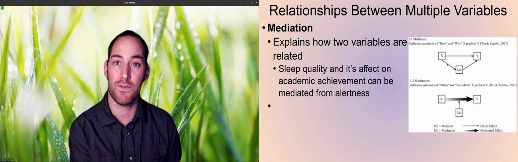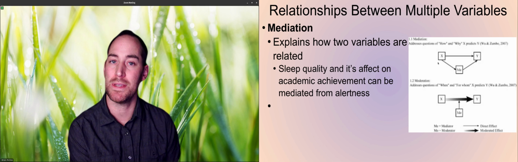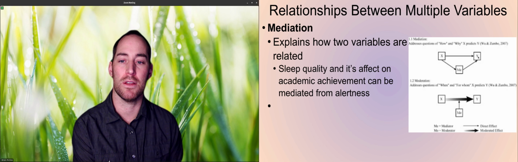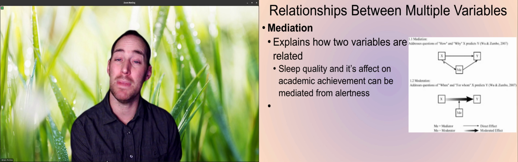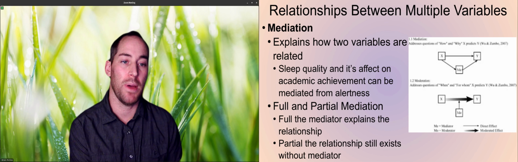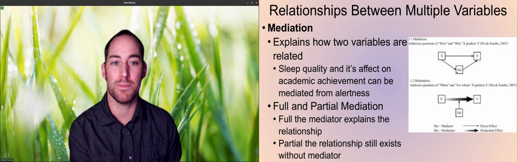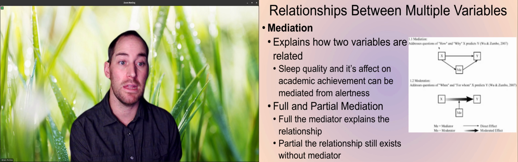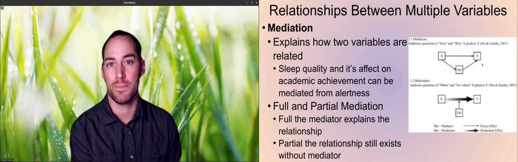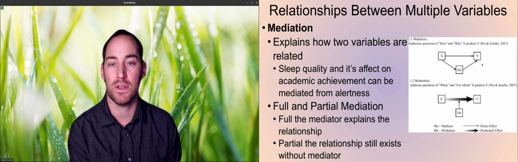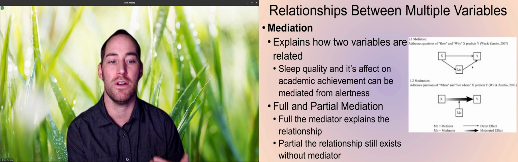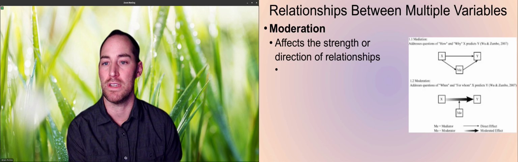So it's a third variable that might be affecting this in a specific way, because we might expect sleep quality will be related to academic achievement, but there can be mediating variables. So full or partial mediation, depending on what you're talking about, this mediator might completely eliminate this direct relationship, and it might only go this way. So that's what you've got to do studies for. You've got to see if this relationship exists in this way, if there's mediators, if there's moderators. So we'll get to moderators now.